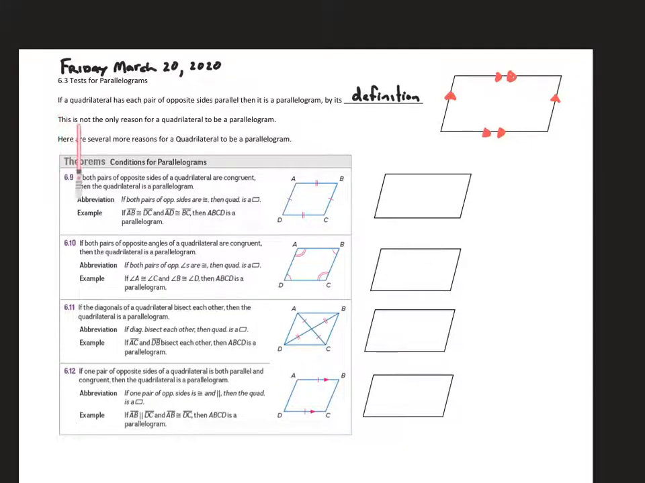So this is not the only reason for a quadrilateral to be a parallelogram, and we're going to look at several more. So the following theorems that we're going to learn are more reasons for a quadrilateral to be a parallelogram. So you're going to hear me state if blank, then parallelogram. So I'm going to draw some pictures here. We're going to take a look at these theorems in great detail, and we'll try some example problems. So give me a second.